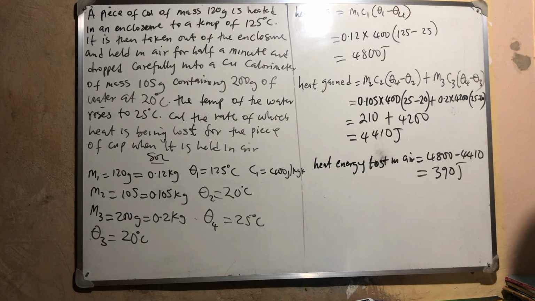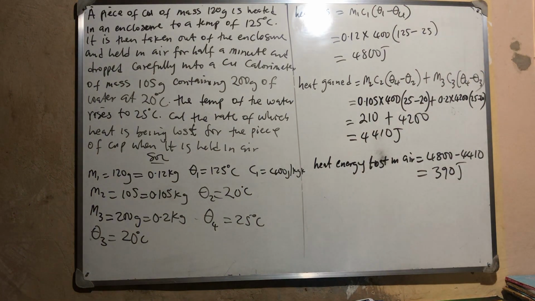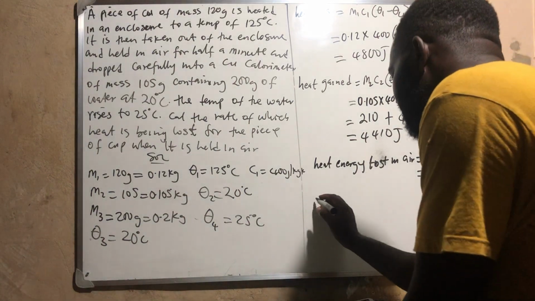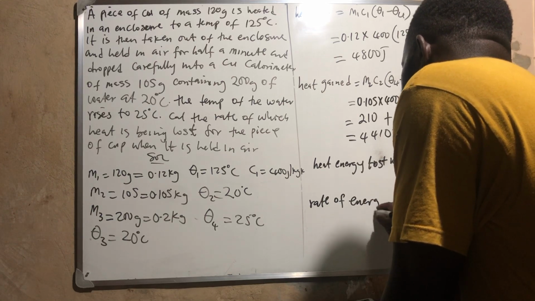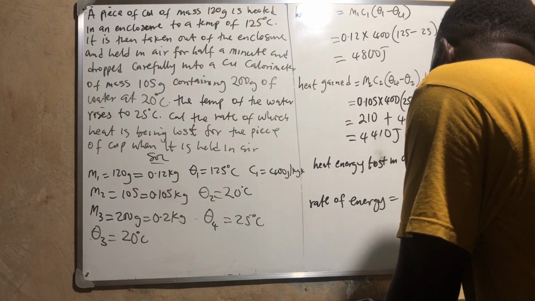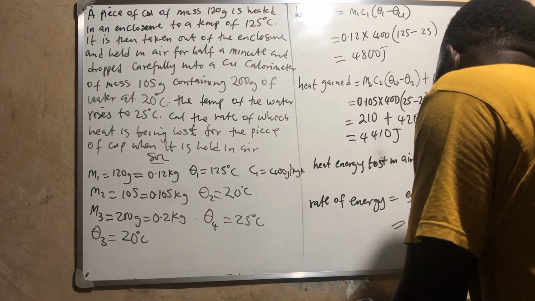Then I say we should calculate the rate at which the energy is lost. Power is the energy over time, and the time is half a minute. What do they say? Calculate the rate at which the energy is lost. Don't forget that rate of energy is power. So the rate of energy means power, which is equal to energy over time.